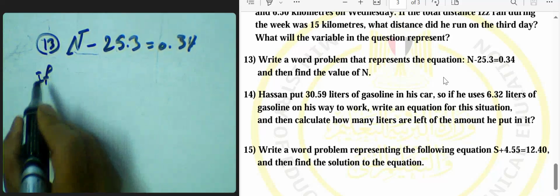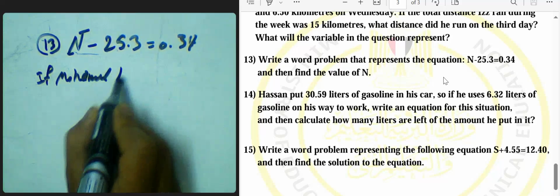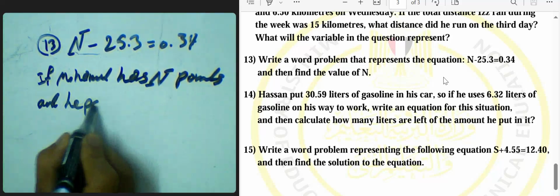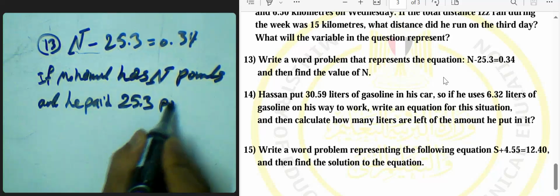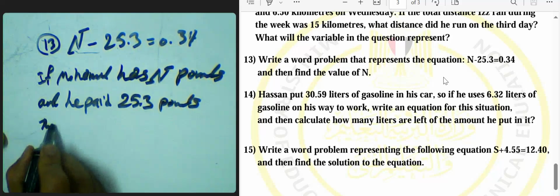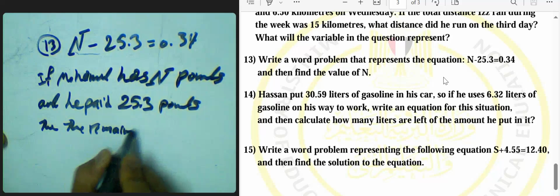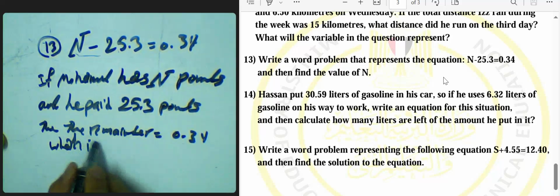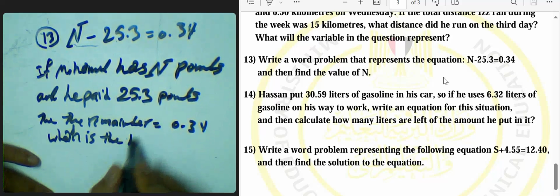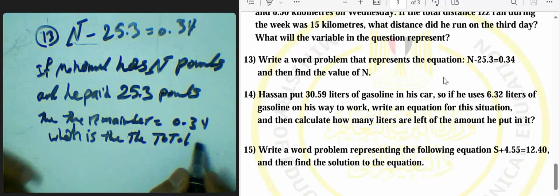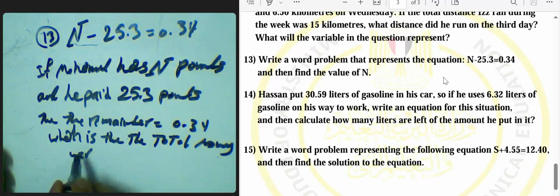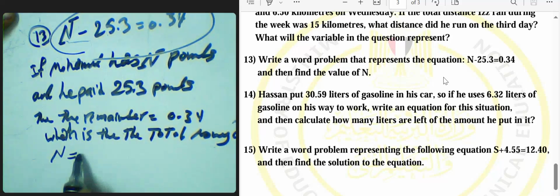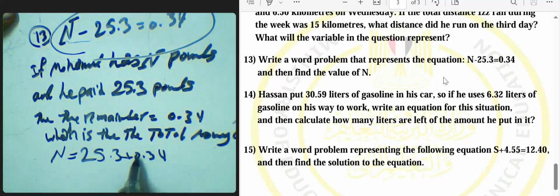First we say, for example, if Mohamed has n pounds and he paid 25.3 pounds, then the remainder will be equal 0.34. What is the total money? What was the whole amount he had before paying? You will add them, so it equals 25.3 plus 0.34.